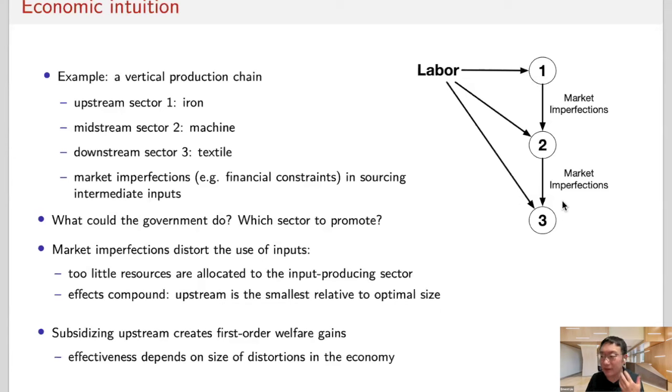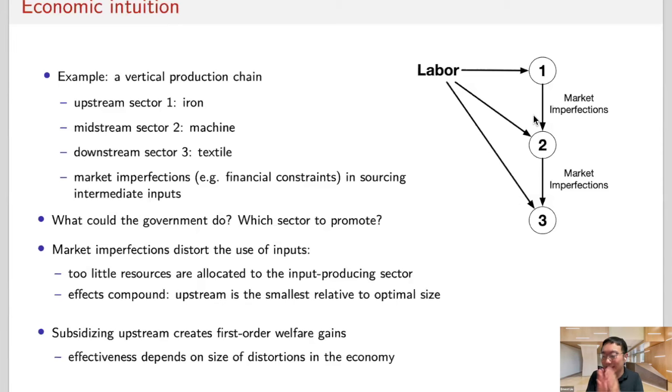And this notion of which sector is inefficiently small and which sector is inefficiently big is robust to the size of market imperfections. No matter how large the market imperfections are, as long as they exist, marginally, the bang for the buck is always highest if policy tries to promote upstream and make it slightly bigger, or tax downstream and make it slightly smaller. So in this sense, subsidizing upstream sectors creates first-order welfare gains.